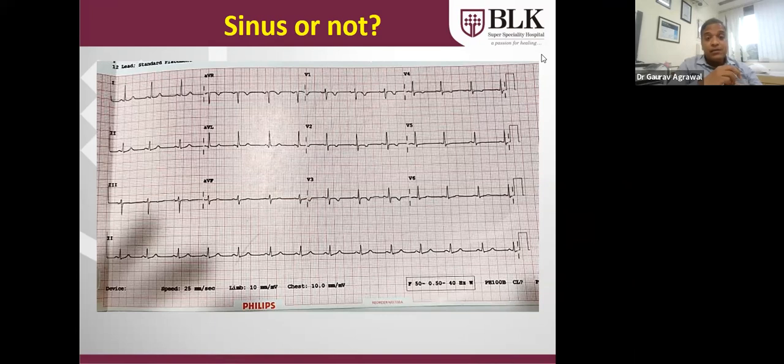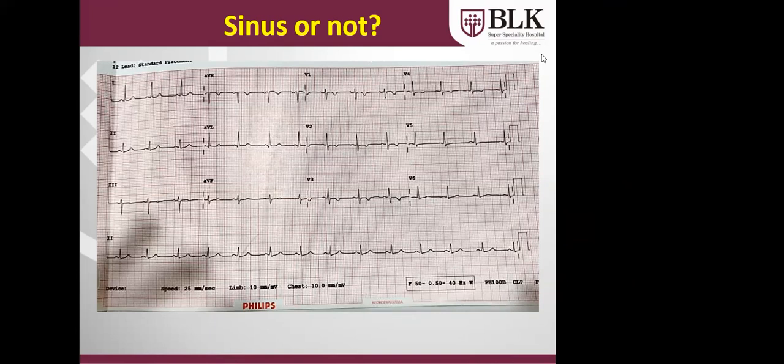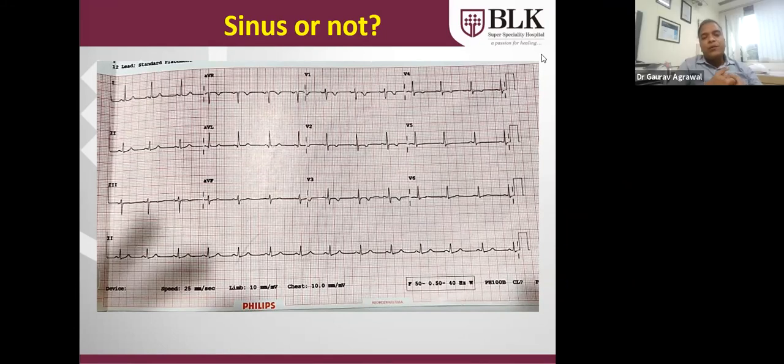What is the meaning of sinus? Sir, that the normal rhythm is followed, the PQRST. Every QRS should be preceded by a P wave. So in this ECG, as we can see, every QRS is preceded by a P wave. This is a typical sinus ECG.